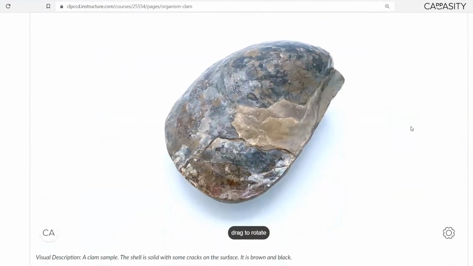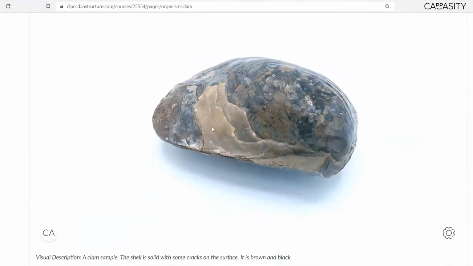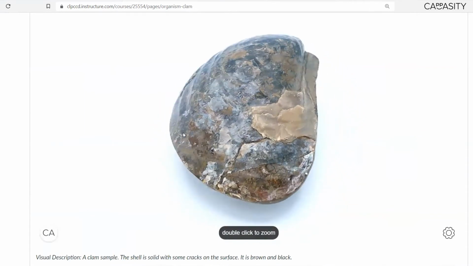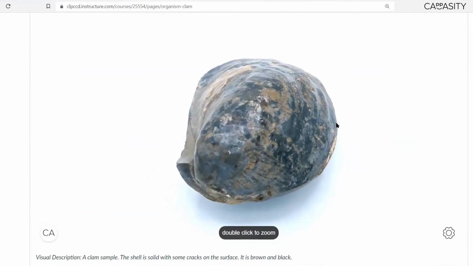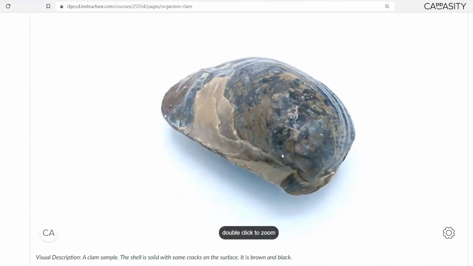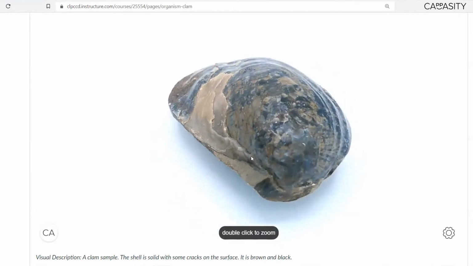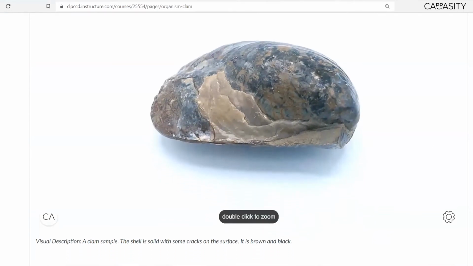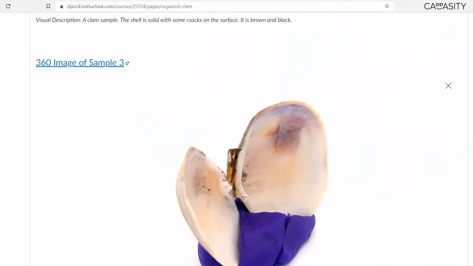We have other images of clams too. This is a fossil clam from our collection. And Cappasity really lets you rotate it around to get a sense of the shape of that shell, because this is not one that photographs amazingly well, but the shape is important because it is very similar to the shape of those modern clam shells.